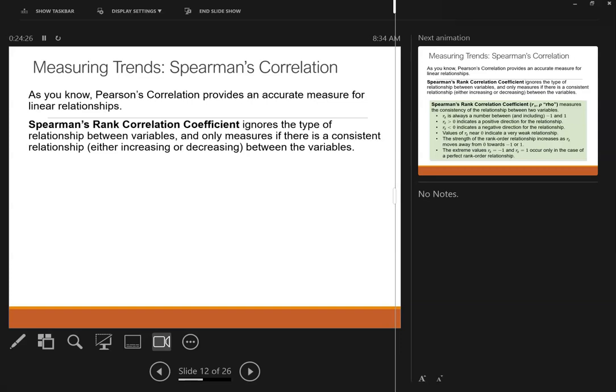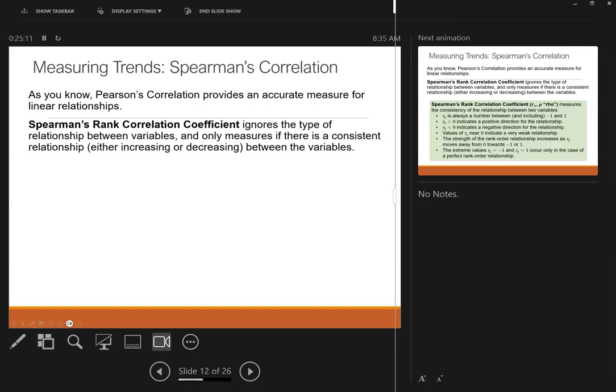The second type of R value is called Spearman's rank correlation coefficient. So this is another way to describe the relationship between the two variables. The Spearman's rank correlation coefficient is only going to measure if there's a consistent relationship. So it's not strictly linear. All it's going to look for is whether there's a strictly increasing or decreasing relationship between the two variables.